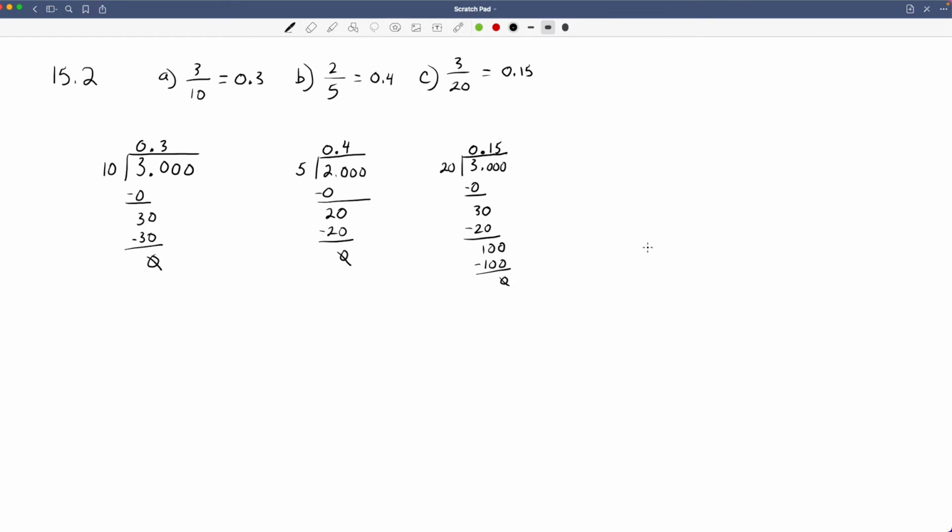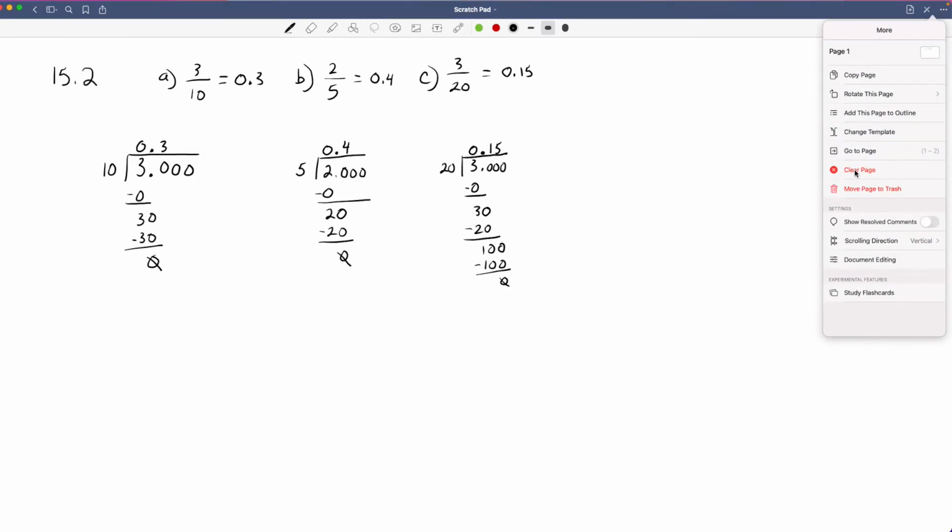So now let's look at rounding repeating decimals and how we can write them succinctly and get rid of those roundings. So let's just jump into 15.3, and we're going to round 42.0.617 repeating, or repetend, to the nearest millionth.